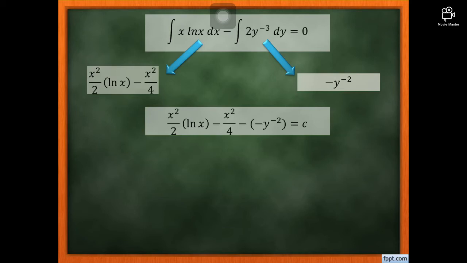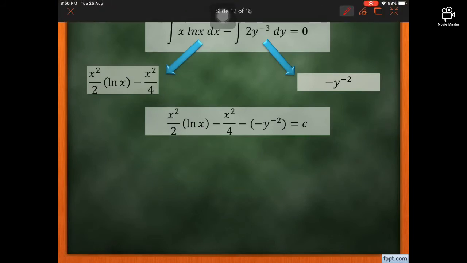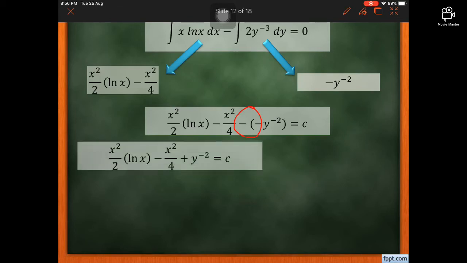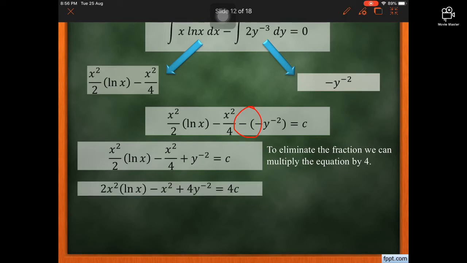So, is that the final answer? Of course not. As you can see, we can still multiply this. So, that gives us a positive y raised to negative 2 is equal to c. To eliminate the fraction, we can also multiply the equation by 4. So, multiplying by 4, we arrive with this equation.